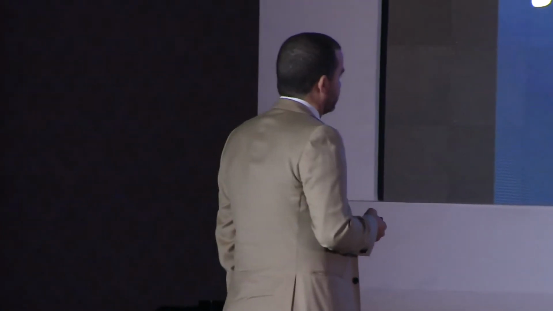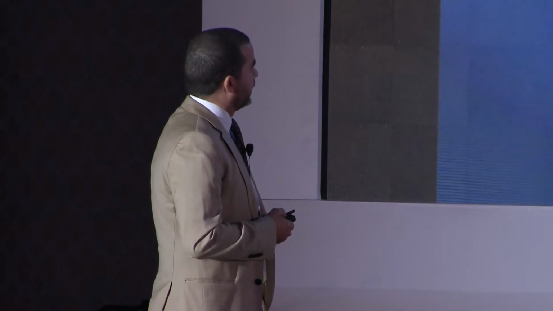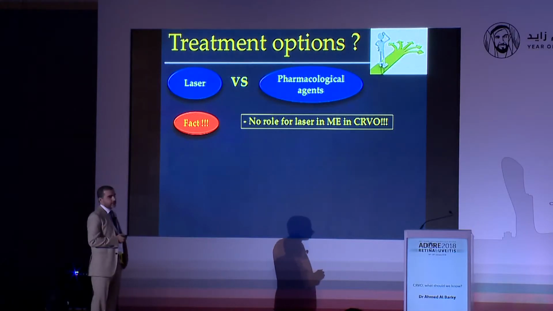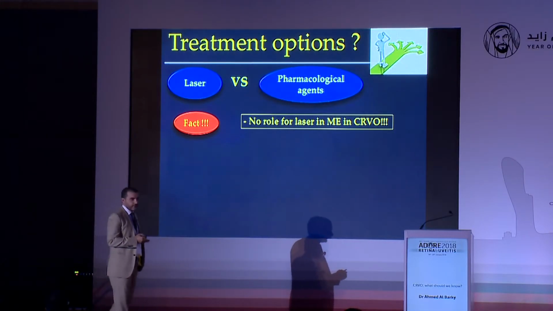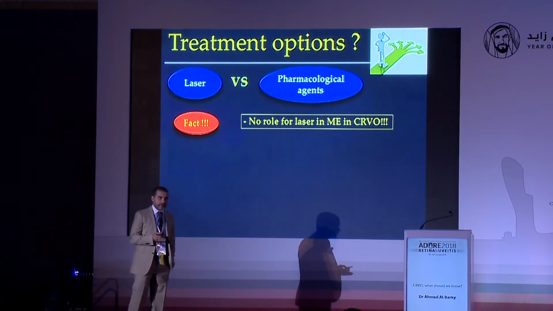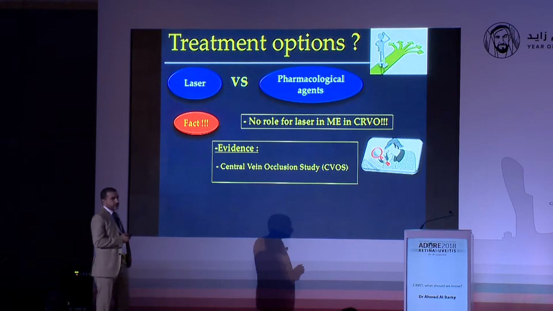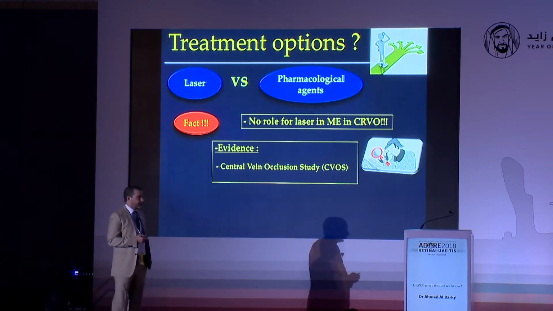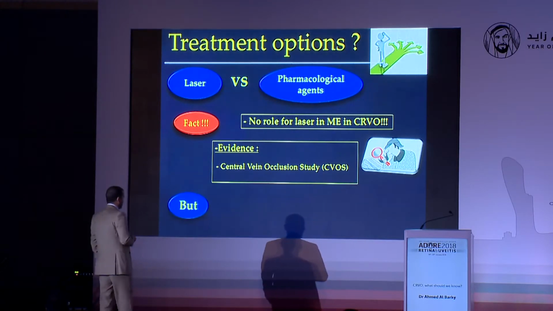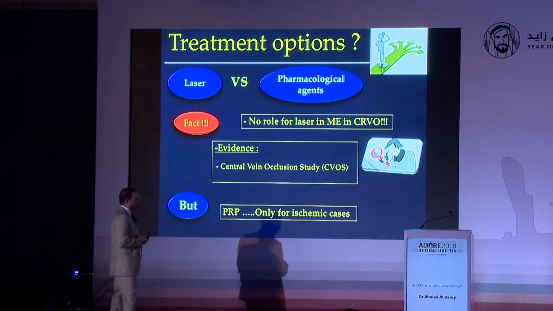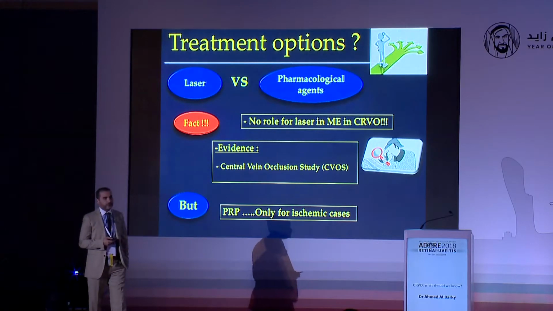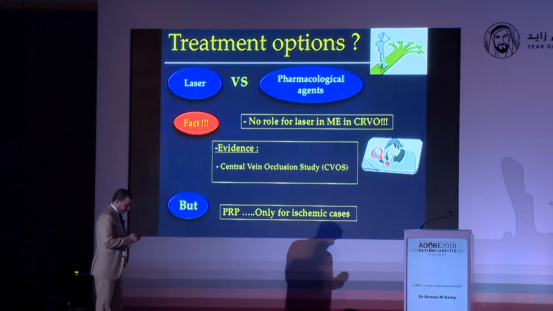The second option, if you're going to treat, you're going to do laser or you do pharmacotherapy, intravitreal pharmacotherapy. Let's look at the evidence. The evidence actually, there is no role for laser or grid laser in macular edema secondary to CRVO. If you remember in 1995, the Central Vein Occlusion Study looked at that option. But we cannot deny the role of PRP in ischemic cases.